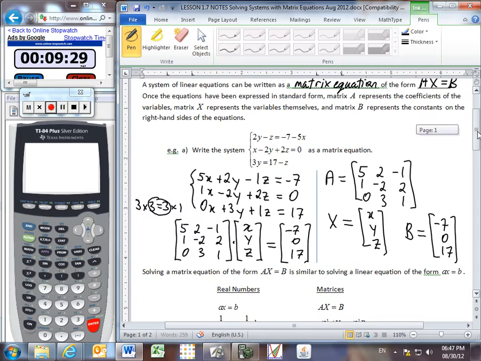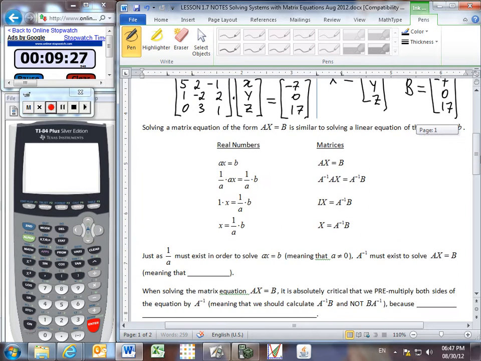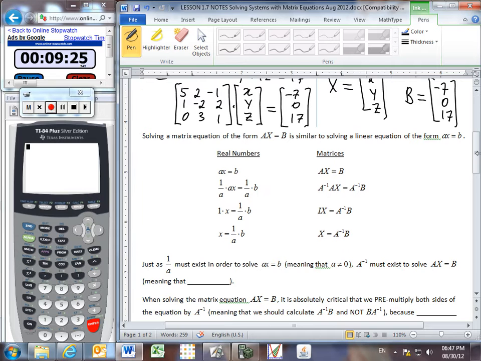Now solving a matrix equation, which has this kind of form, AX equals B, is very much like solving a normal linear equation of the form little ax equals b. Let's just compare the two things. When we're looking at normal real numbers like ax equals b, how do we get the x by itself? Well, a lot of you might say, oh, we just divide both sides by a, and you're correct, but I want to think about it just a little bit differently.